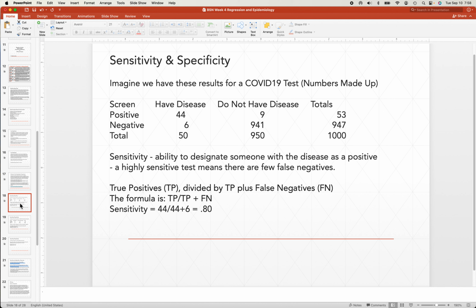So if we look above, we can see the true positives. There were 44. These are people that screened positive with this test and actually had the disease. So that's what a true positive is. And then we divide that by the same number, true positives, plus our false negatives. If you look in the cross tabulation, there were 6 that screened negative but actually had the disease. That's a false negative. And so we now divide 44 by 50 and we get the number 0.80, and that would be our sensitivity for this test.